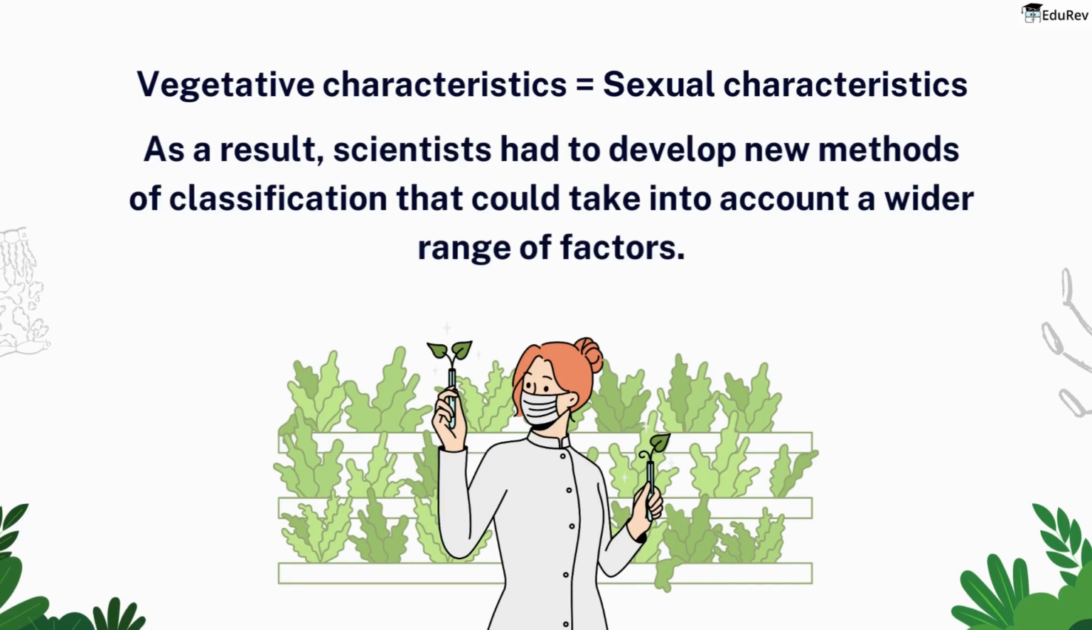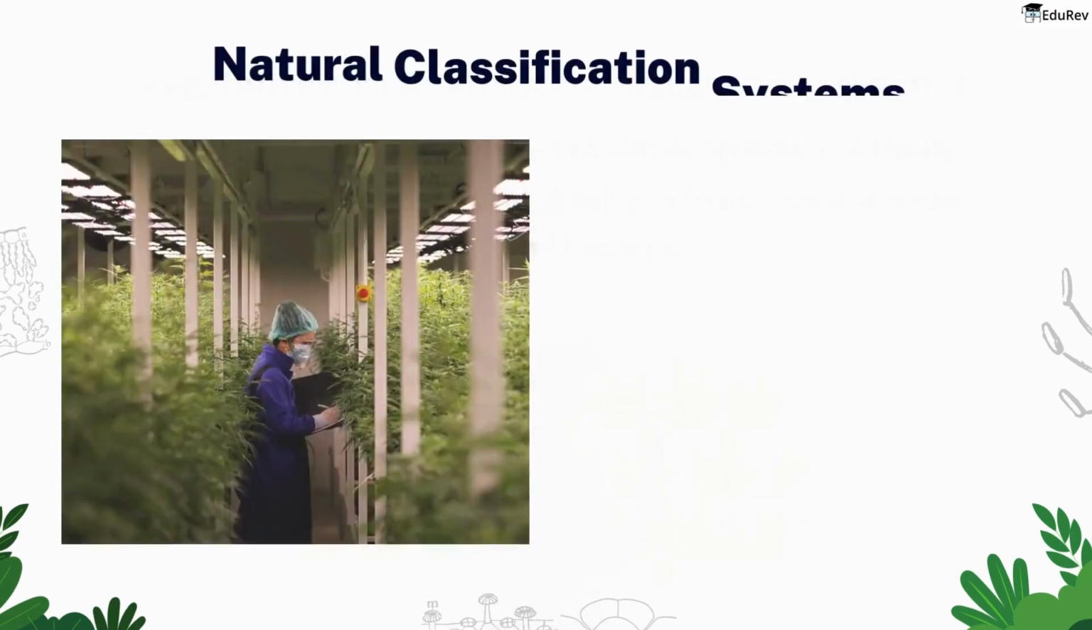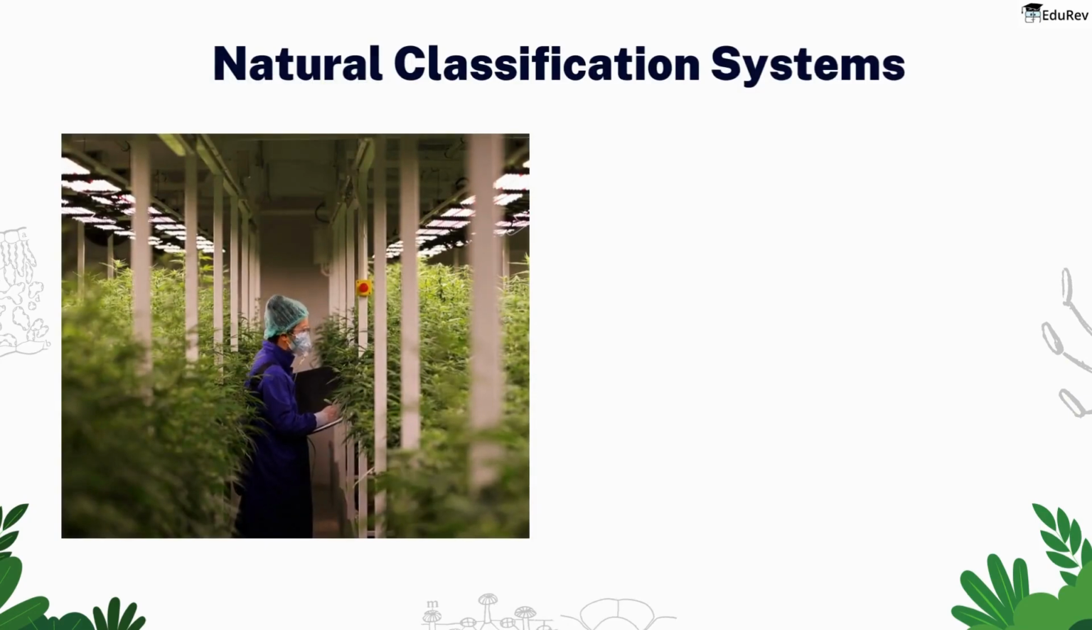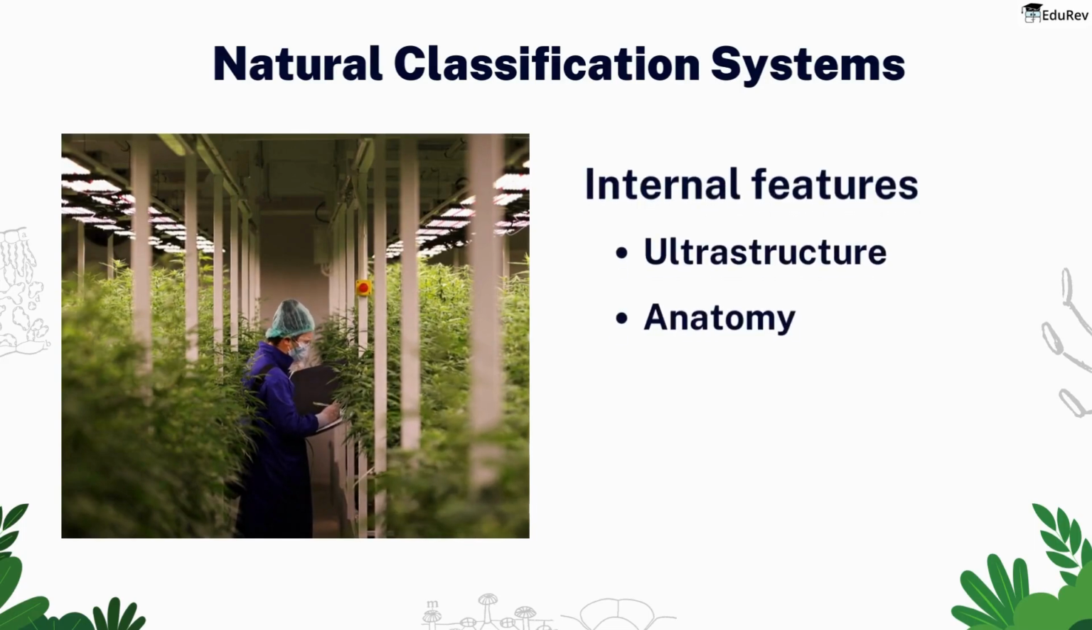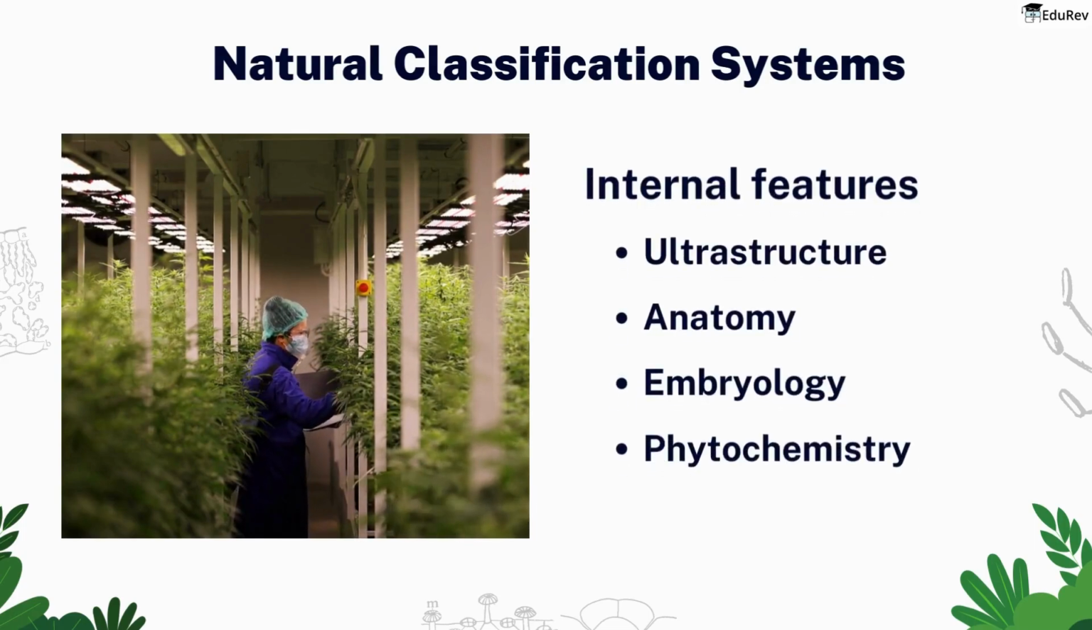To address this limitation, scientists developed natural classification systems that took into account a wider range of factors, including internal features like ultrastructure, anatomy, embryology, and phytochemistry. By studying these aspects, scientists gained a better understanding of how different organisms are related to each other, which led to more precise and reliable classification systems.